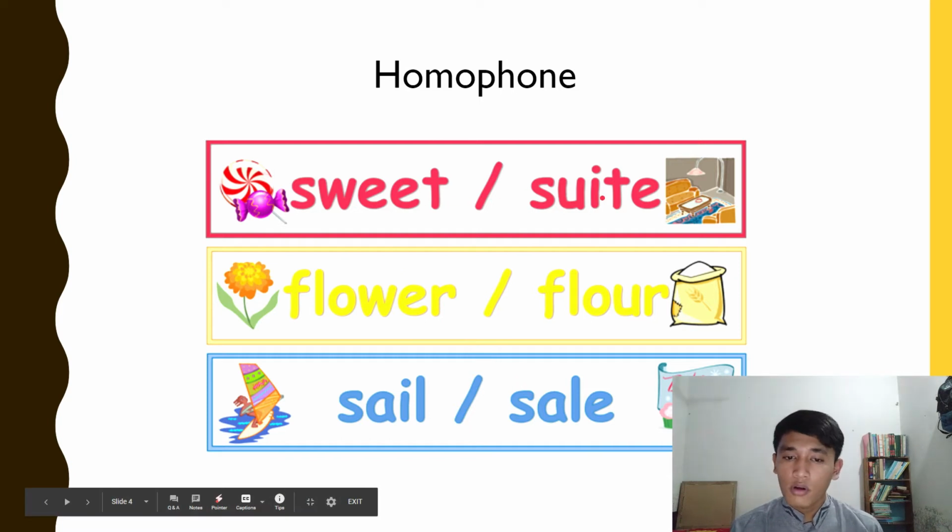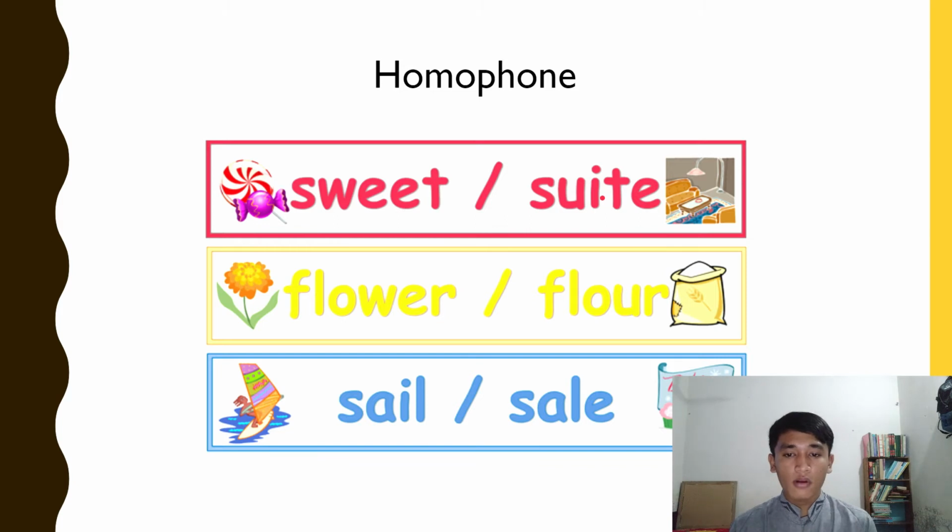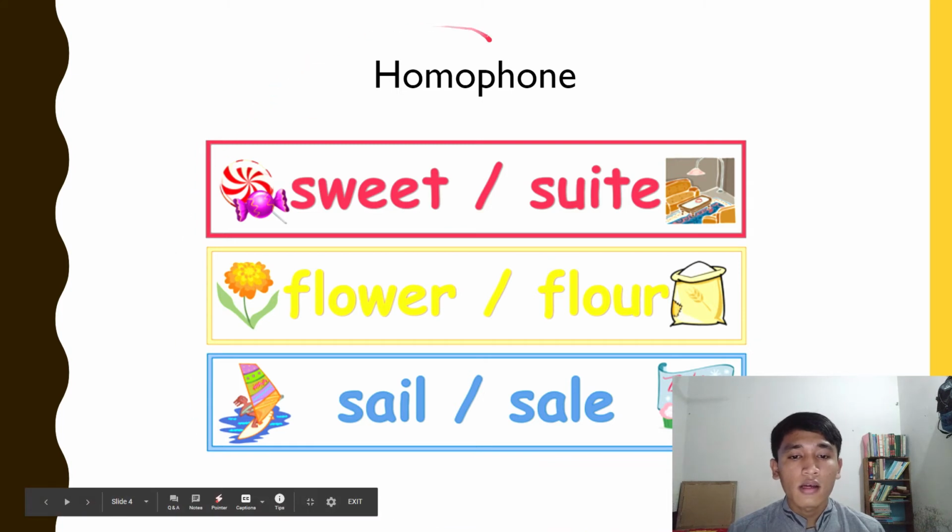Okay, that is the same pronunciation of words that have a different spelling. The next is flower and flour. Yeah, that is the same pronunciation. And the last is sail and sale. All of these parts have a different spelling and different meaning, but have the same pronunciation. We call this kind of word a homophone.